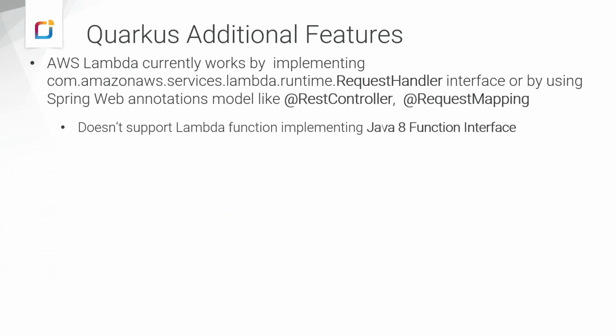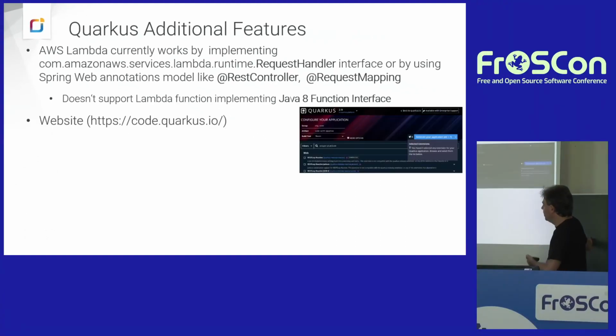So, yeah, we went through this. AWS Lambda currently works by implementing the request handler interface and Spring Web annotations. I cannot use Lambda with Quarkus, which implements the Java 8 function interface, which works with the pure Lambda. I don't know if people would like to do that, that's okay, but the first two options are sufficient.